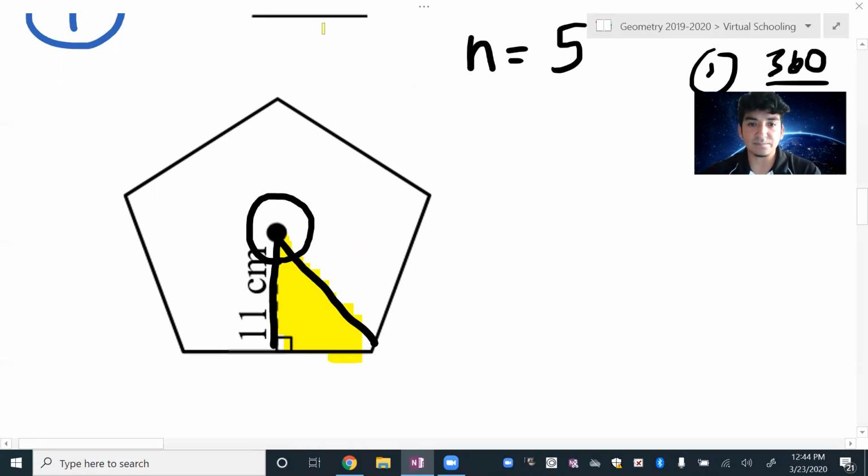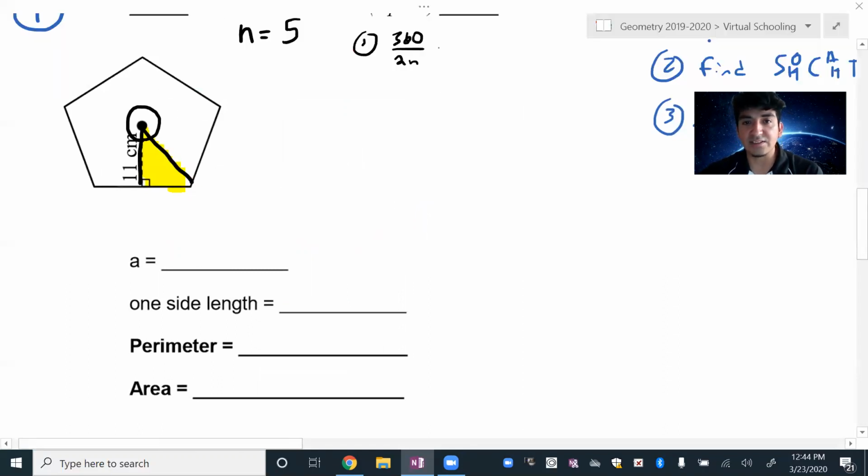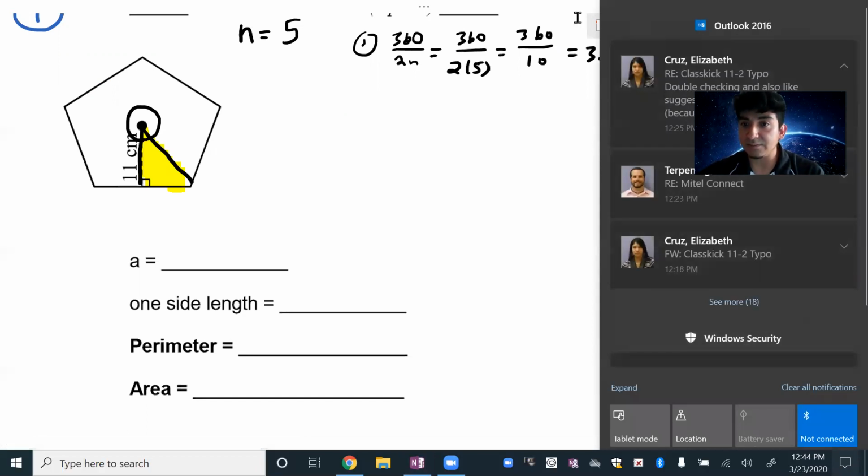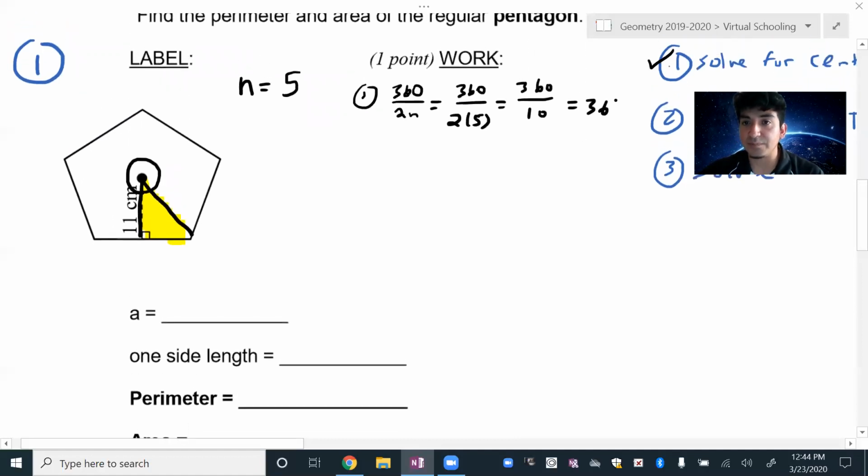So as we're going, 360 is divided by 2n. So it will be 360 divided by 2 times the number of sides, that'll be 360 divided by 10, which is equal to 36 degrees. Now I'm going to solve for that triangle. I've already found this part, so my first step's already done.